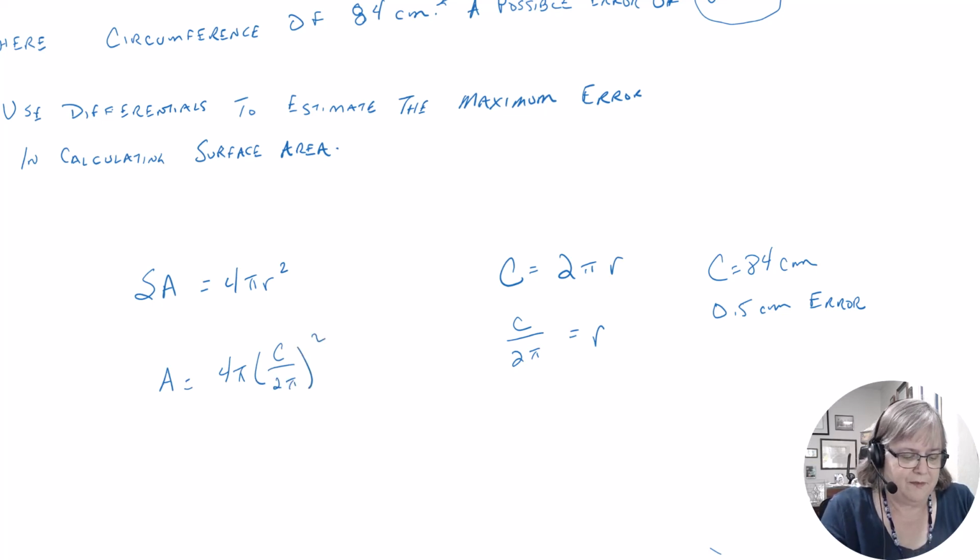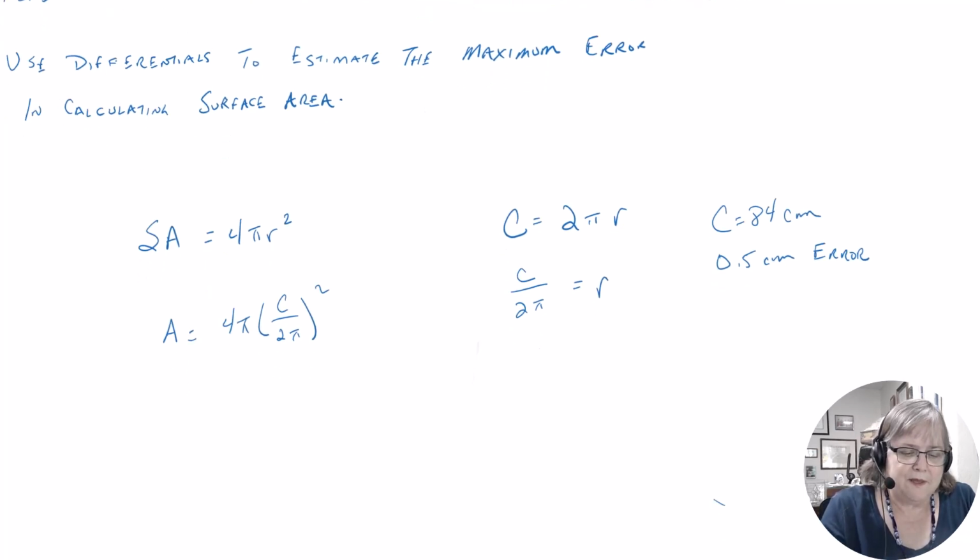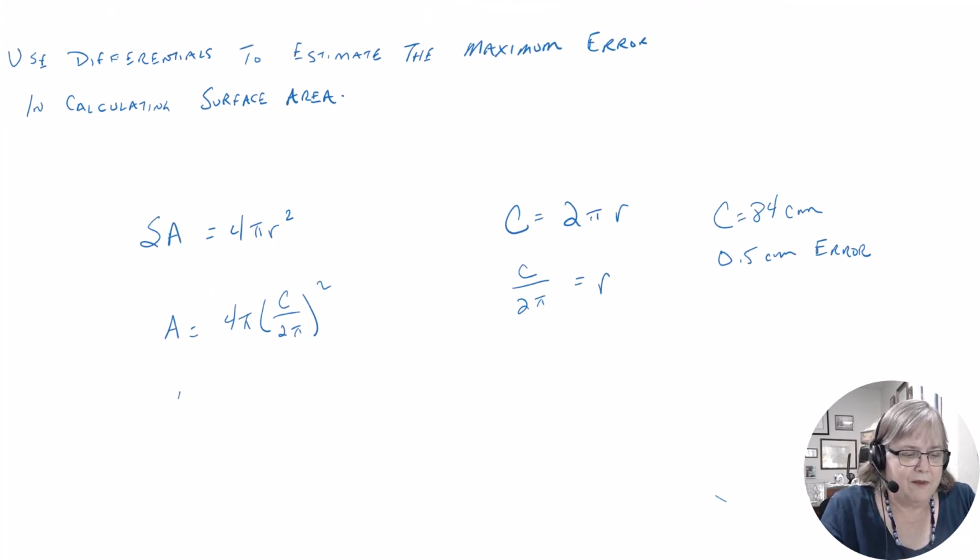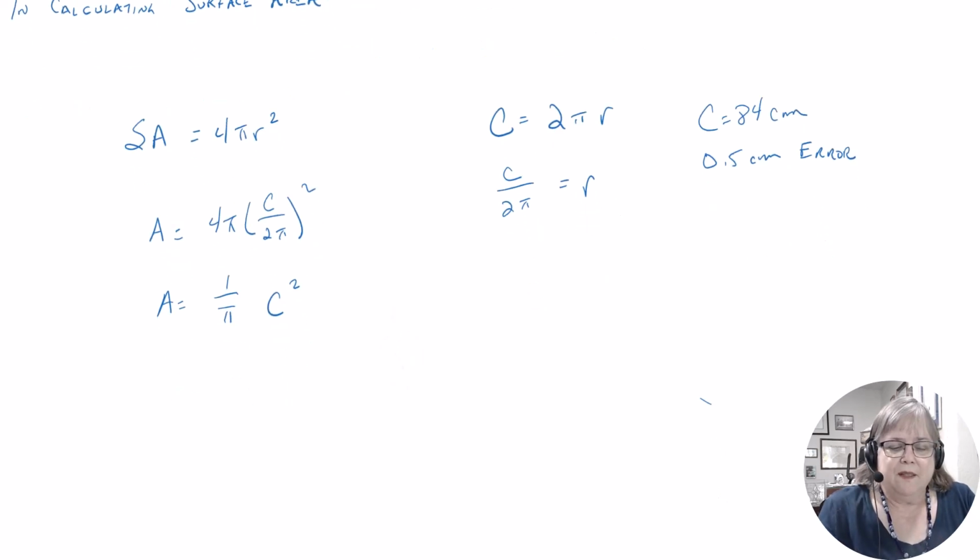squared. Okay. Now, when you clean that up just a little bit, you would have the area, after you clean it up and reduce it, is 1 over pi c squared. So now I have the area in terms of c.